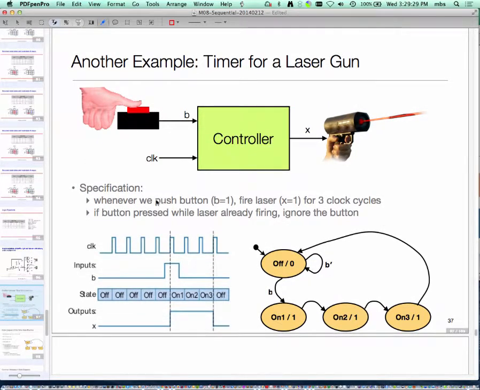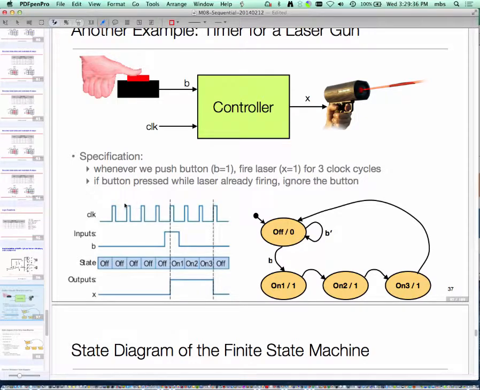So press the button for 3 clock cycles. If the button is pressed while the laser is already firing, we ignore it. As an example, imagine this is our clock, and my input looks like the following. The button was unpressed, and then the button got pressed. At this clock edge, the one corresponding to the dotted line, we will see that the button is pressed. So the laser output, the X output, which is controlling the laser, was 0 until this point. Then it goes high at this clock edge, and it will remain high for 3 clock cycles before going down.